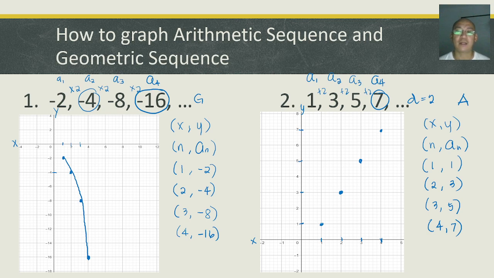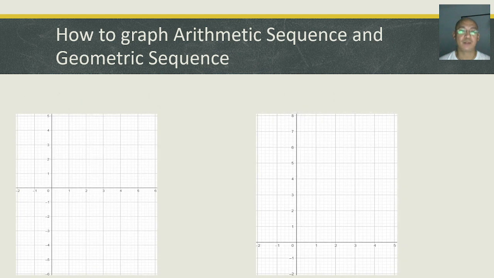And observe that it is a straight line. Although it is not as straight as you are expecting, but it is a straight line. But if you are to compare it to number 1, number 1 is an exponential graph, and number 2 is a linear graph. Let us try more examples.